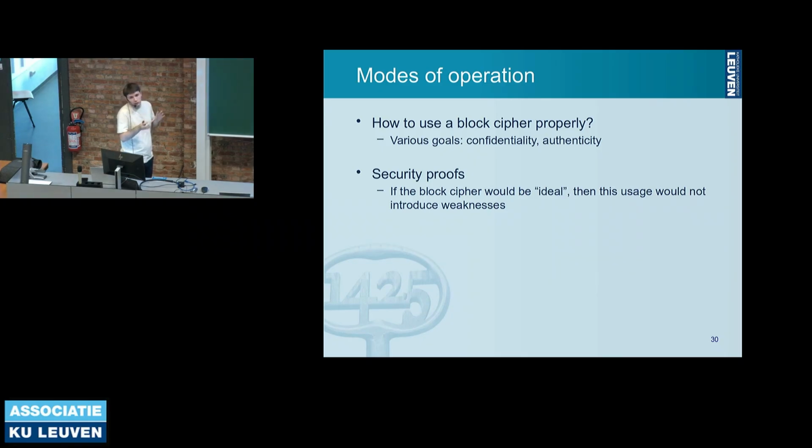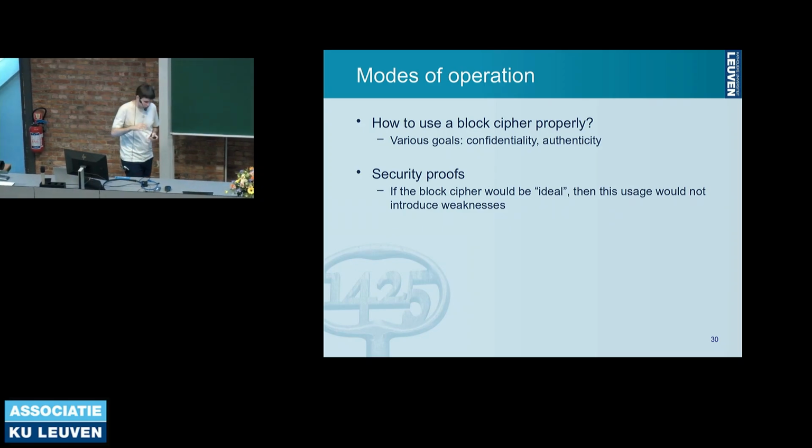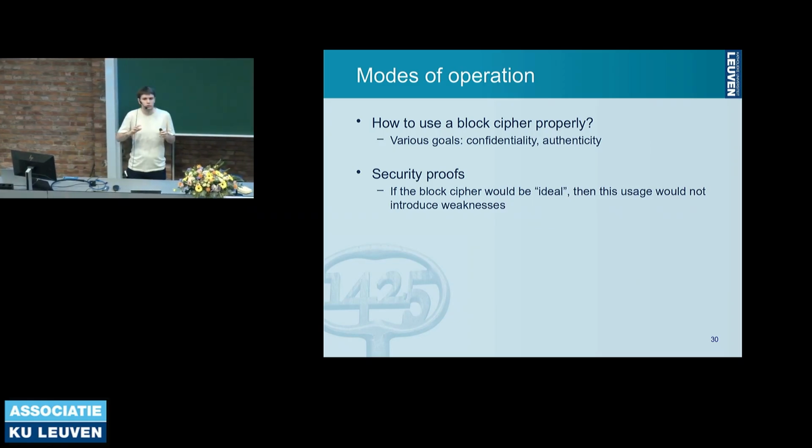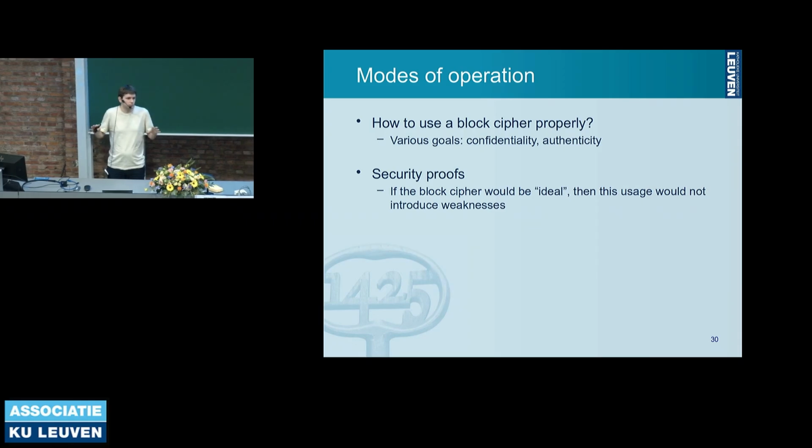So this, how to use a block cipher for encryption, is called a mode of operation. It's like a construction you build around the block cipher, and for most of these modes of operation, we can do a sort of security proof. Of course, it's not an absolute proof of security.